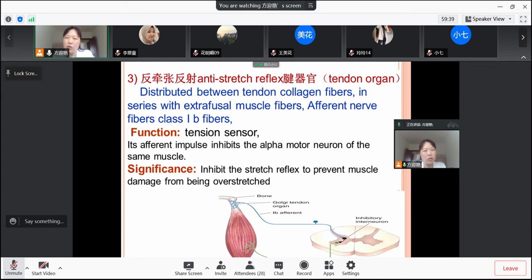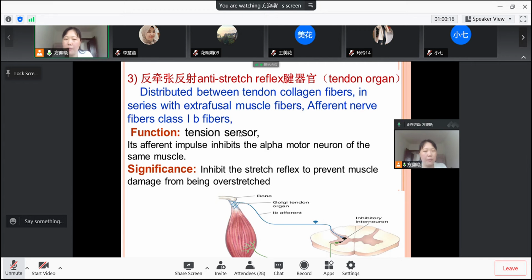In the anti-stretch reflex, the sensory receptor is the tendon organ. The tendon organ is located between the tendon collagen fibers. We can also see that the afferent nerve fibers are class 1B fibers, not 1A fibers. The tendon organ's Chinese name is 腱器官.